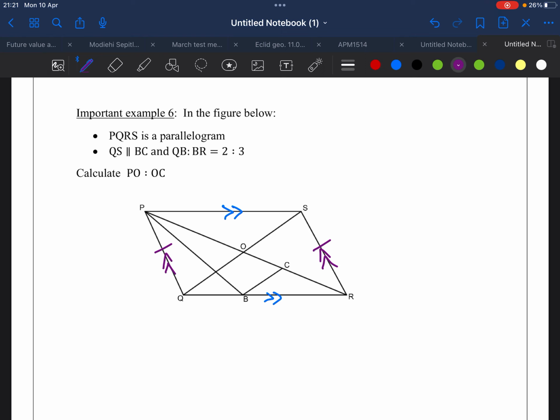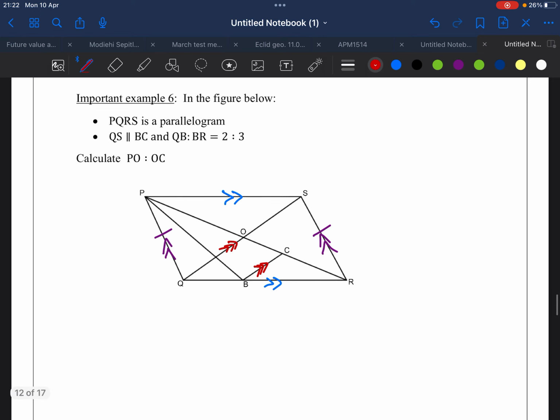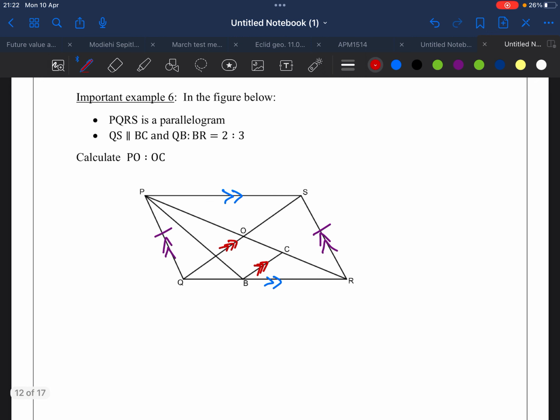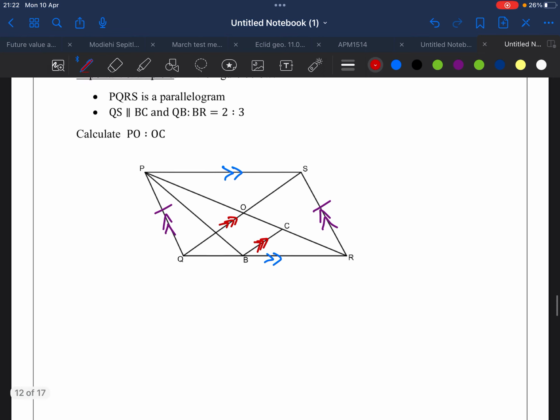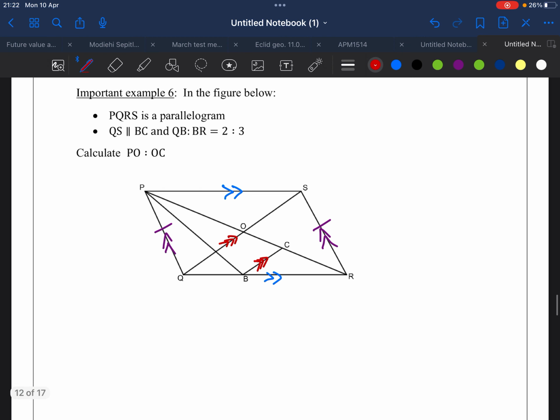Also, it is given that QS is parallel to BC. So what I'm doing here, we call it sketch analysis. Please make sure that before you answer your question, you do your sketch analysis. It is extremely important. I can't emphasize this enough. So now, QB is to BR, which is 2:3.